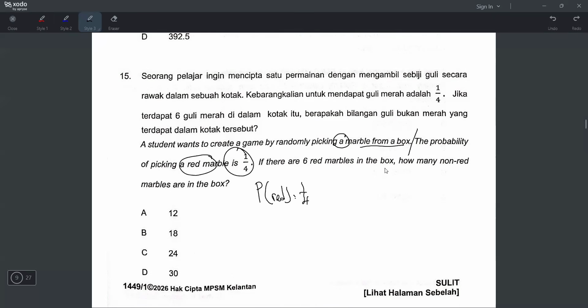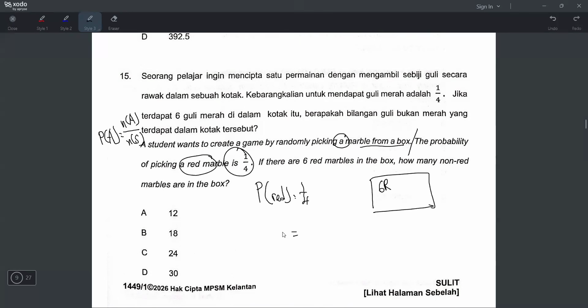So if there are 6 red marbles in the box, so that means this is a box. There are some marbles here. We don't know how many, but there are 6 red marbles here. Okay. So we can use the probability formula lah. So the probability formula P(A) is equal to n(A) over n(S). And the A is what you want to get. For example, if you want to find probability of boy, then this will be number of boy over n(S), which will be the total. If I want probability of girl, then it will be number of girl divided by total. If I want probability of blue, then this will be number of blue divided by total.